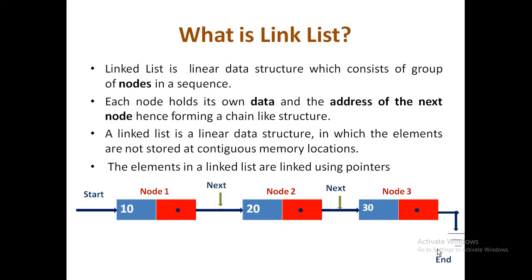So here in this diagram you can see that there are three nodes, node 1, node 2, node 3, where each node is having a value. Node 1 is having 10, node 2 is having 20 and node 3 is having 30. Node 1 is connected with node 2 with the help of a pointer called next. Similarly, node 2 is also connected with node 3 with the help of pointer next.